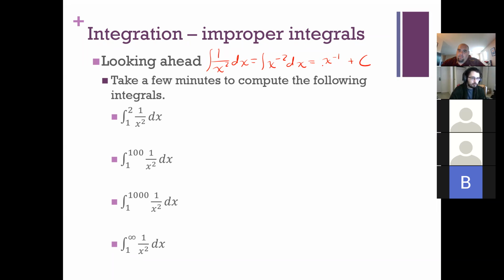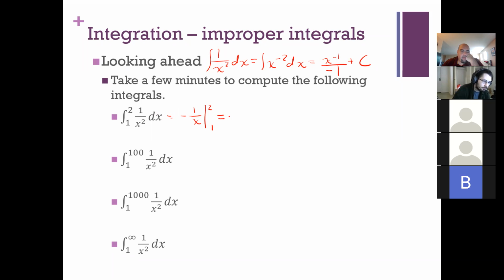Wouldn't it be negative? Yeah, so remember when you power rule, you have to increment the exponent. So add 1 to the exponent and then divide by whatever the exponent is. So really what we're going to have is negative 1 over x, evaluated from 1 to 2. So now we can use this antiderivative to evaluate all 4 of these integrals. So what's the value of this first integral going to be?